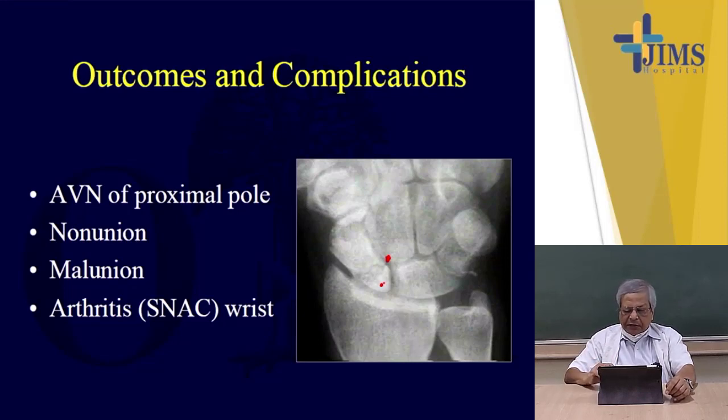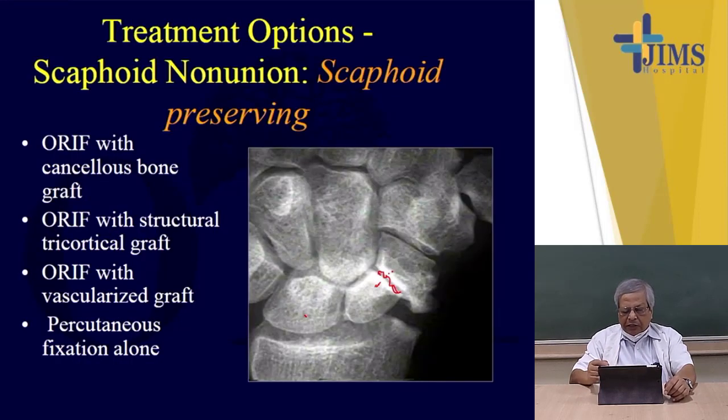This is a fractured scaphoid, this is lunate. So these are the sclerosis at the opposing fracture surfaces. This radiolucent area is there. That means it's non-union. How do you treat it? It's open reduction, internal fixation with the same Herbert screws plus interposed bone graft, cancellous bone grafts.